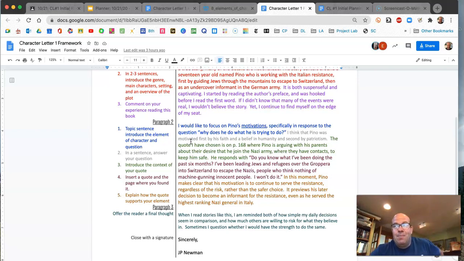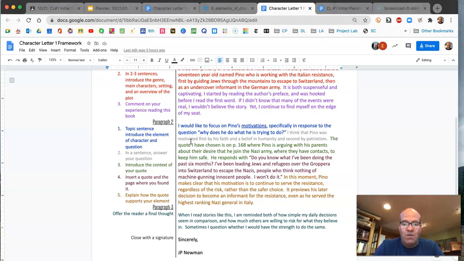Okay, so I'm going to read my whole paragraph. I'd like to focus on Pinot's motivations, specifically in response to the question, why does he do what he's trying to do? I think Pinot was motivated first by faith and a belief in humanity, and second by patriotism. The quote I've chosen is on page 168, make sure you identify where you find it, where Pinot is arguing with his parents about their desire that he join the Nazi army where they have contacts to keep him safe. Okay, so there's my background.